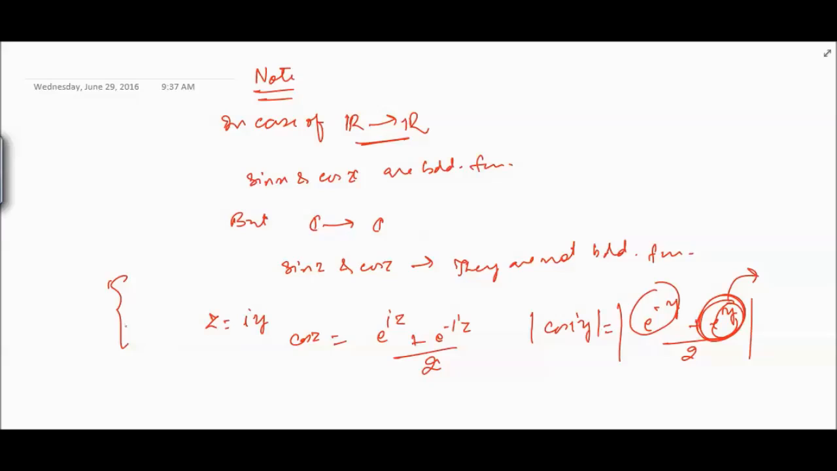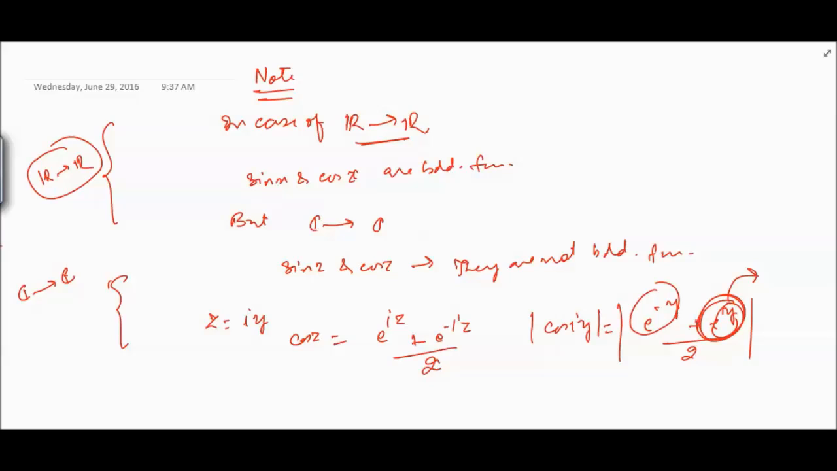So this is a major difference between the trigonometric functions when you treat them as functions from R to R, and when you treat them as functions from C to C. That is, when the functions are treated from R to R, they are bounded functions, and they are not bounded functions when you treat them as functions from C to C.